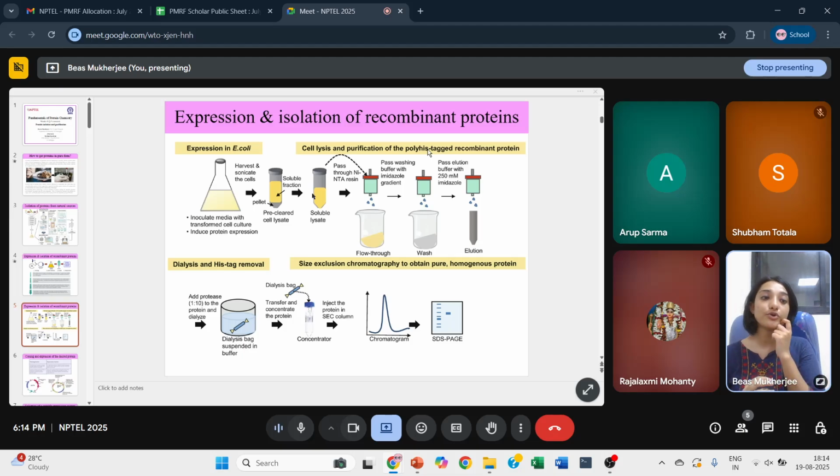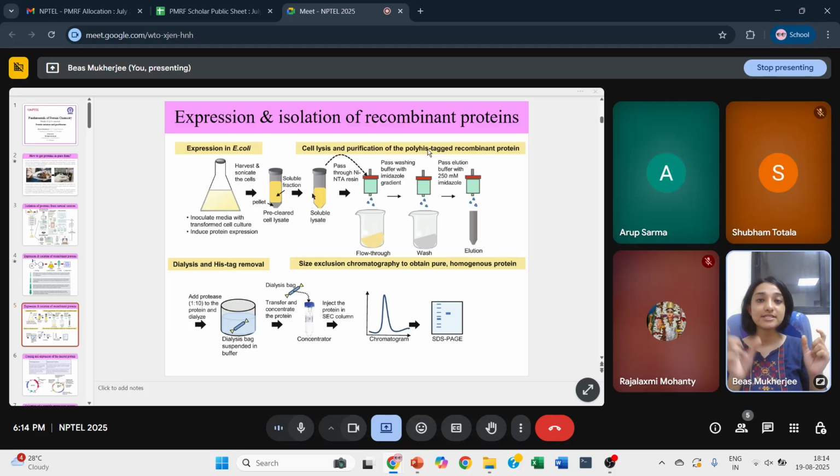Okay, so now if this histidine stretch is there, or let's say there is GST, some kind of affinity tag, then we will go for affinity chromatography. We'll talk about this in the upcoming slides. Using this chromatographic technique, you separate out the protein, and then you go for, let's say, size exclusion chromatography for further purification, and then you go for dialysis.